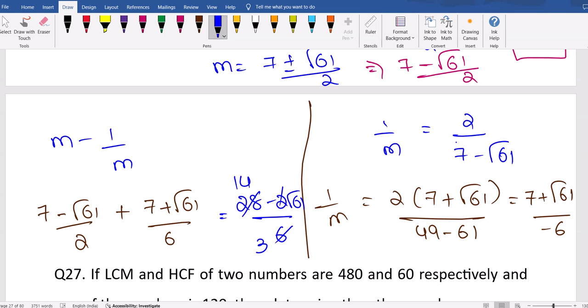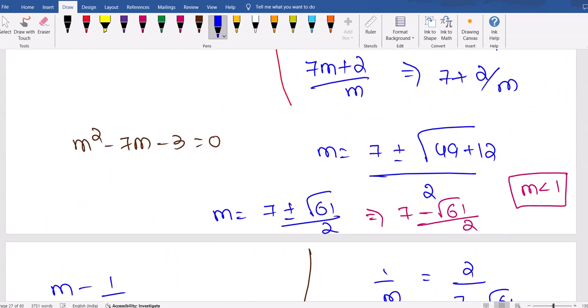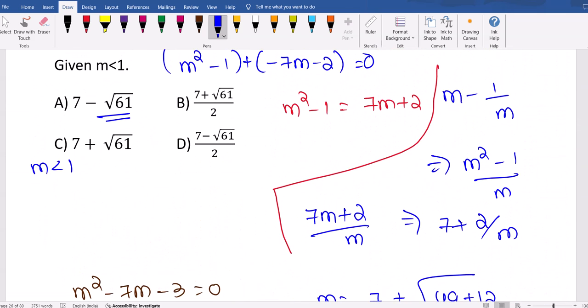So multiplying numerator with 3, 3 into 7 is 21, and here 7, 28 here. Then minus 3 root 61, here plus root 61. We got minus 2 root 61. So 14 minus root 61 divided by 3. 14 minus root 61 divided by 3. There is no such option.